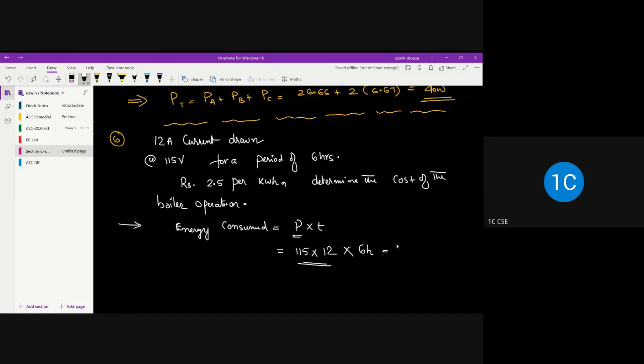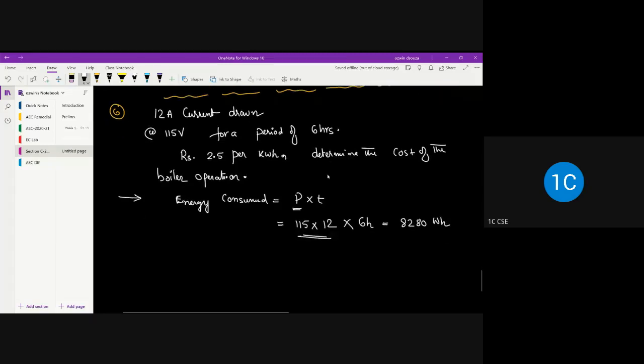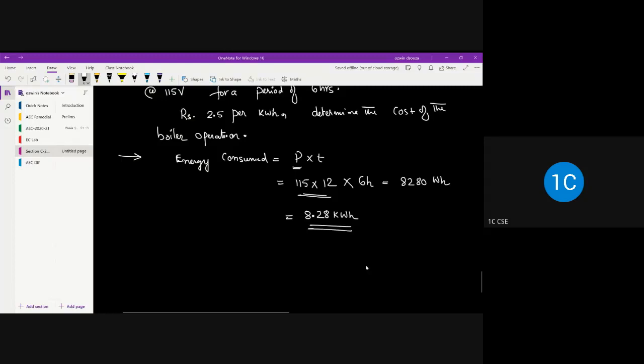So that you calculate the energy in terms of kilowatt hours. How much will you get? 115 into 12 into 6 is 8280 watt hours. But I do not want it in watt hours, I want it in kilowatt hours. So in terms of kilowatt hours, it is 8.28 kWh. So that's my energy consumption, 8.28 kilowatt hours.